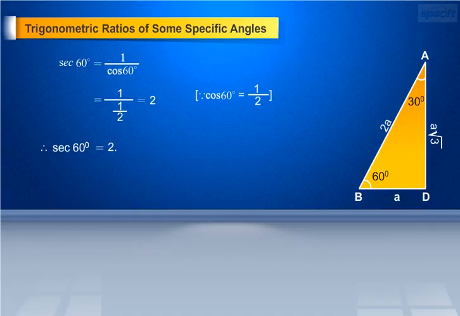Let's now find the value of cot 60 degrees. Cot 60 degrees equals 1 by tan 60 degrees, since cot theta equals 1 by tan theta. This is equal to 1 by root 3, since tan 60 degrees equals root 3. Therefore, cot 60 degrees equals 1 by root 3.